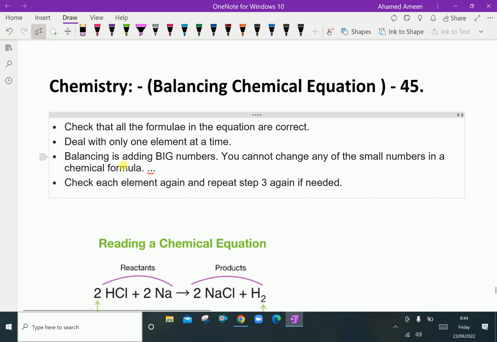In chemistry, let us discuss balancing chemical equations. At least you have to follow these 4 steps to balance a given equation. First one, check that all of the formulae in the equation are correct. Deal with only one element at a time.